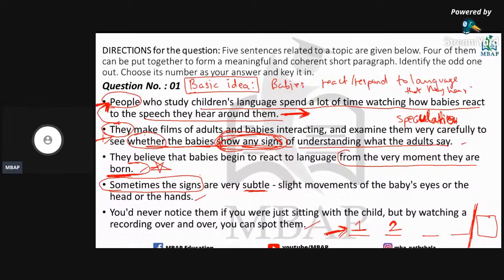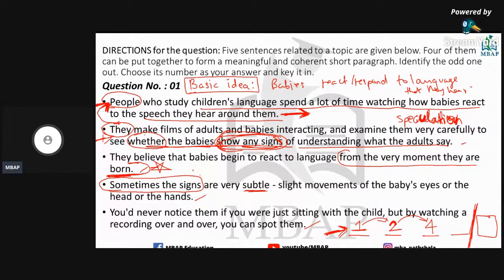It is a speculation that maybe babies use sign language to understand what the adults say, or maybe they show some sign so that the other person comes to know that the baby is able to understand what the adults around them are saying, correct? And now if you notice carefully, sentence 4 will follow sentence 2 immediately.